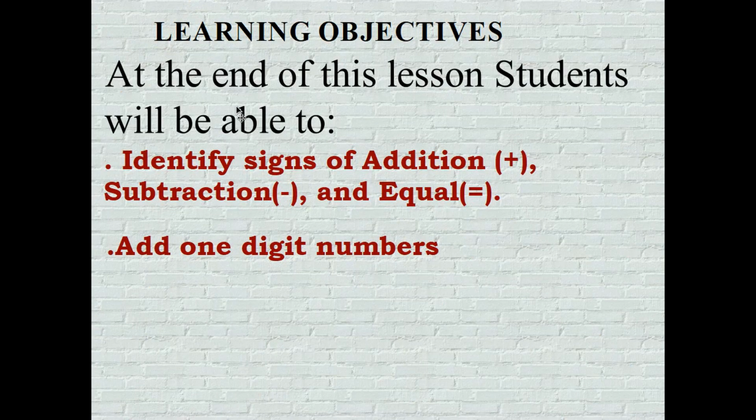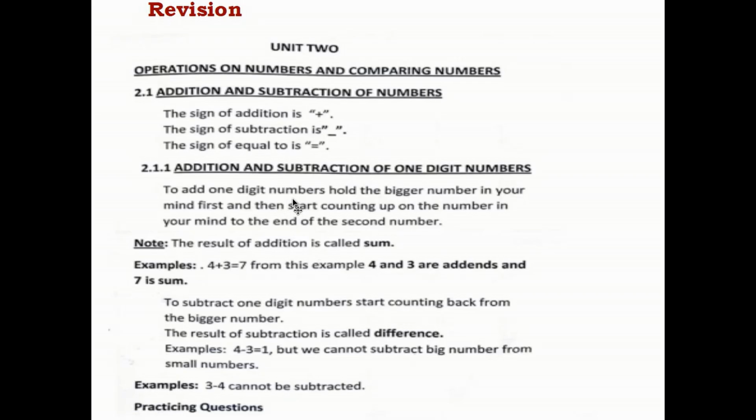Before we start, let's see the objectives. At the end of this lesson, you'll be able to identify the signs of addition, subtraction, and equal, especially when we add one-digit numbers. We will see more examples in this lesson. As you remember, last time we saw addition and subtraction of numbers and their symbols, the signs of addition, subtraction, and equal, and what they look like.